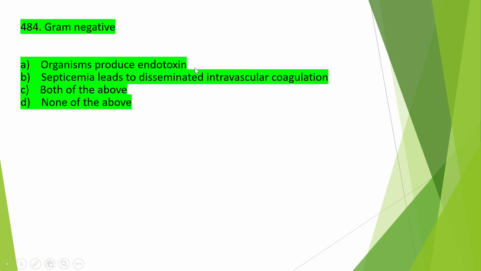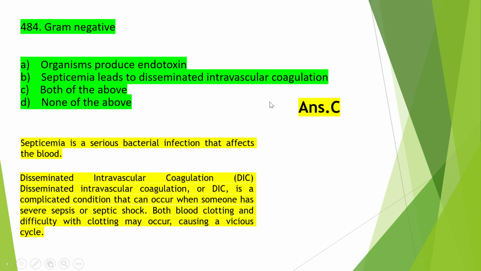Okay. So the next question is: gram-negative organisms produce endotoxin, or septicemia leads to disseminated intravascular coagulation, or both of the above, or none of the above, and the right answer is option C. So both of the above. So gram-negative organisms produce endotoxin and septicemia.